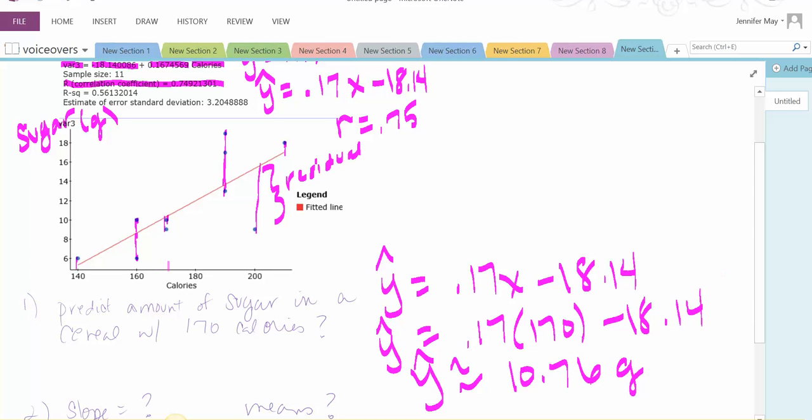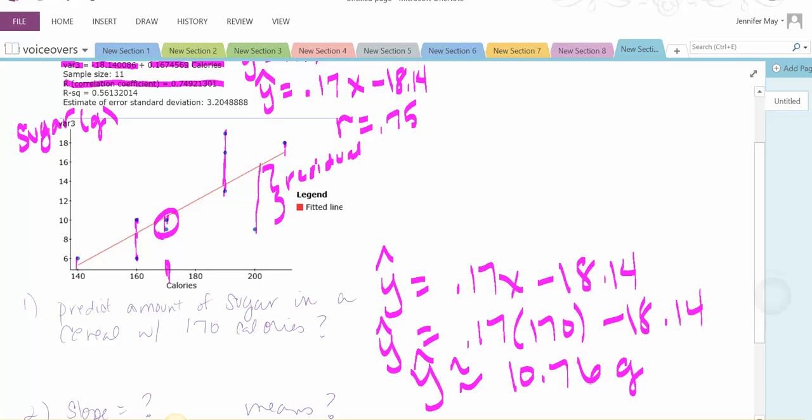Now if you come in, you can see we have some observed values here that are lower than the 11 grams. So that 11 would actually be the value that falls on the line, and these are the two observed values that we saw at 170 calories.